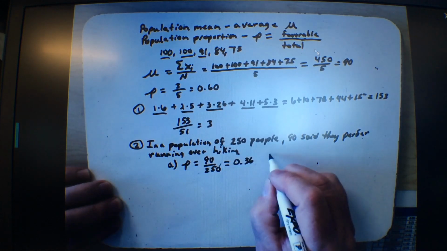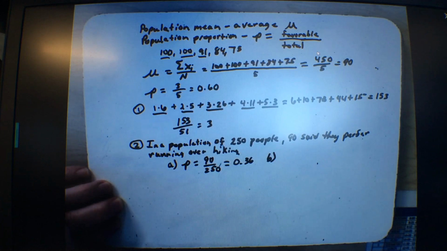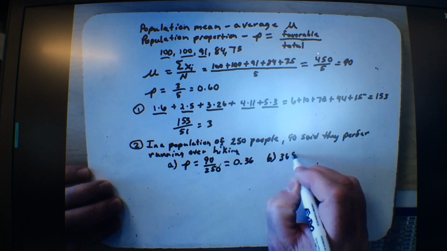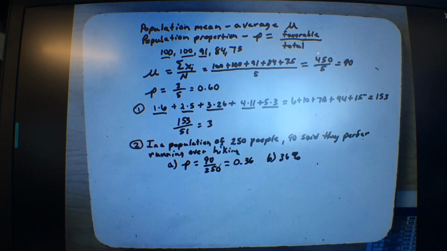0.36. The next question, Bo, I think, is going to answer. It says, what percent then prefer this? 36%. It would be 36%. You see that? Bo? Yep. All right. So you see how to do both of those, the mean and the population proportion, correct?